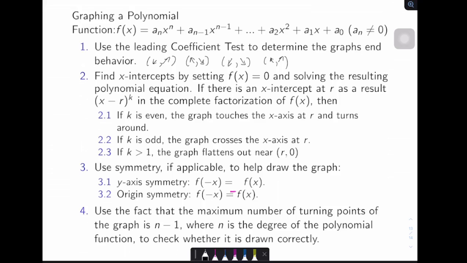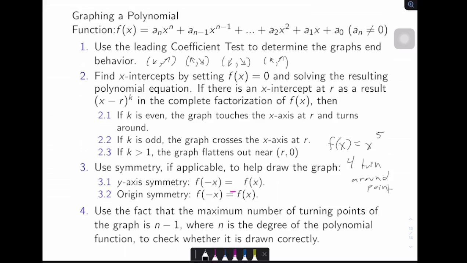Okay, cool. Fixed it. And then use the fact that the maximum number of turning points of the graph is n minus 1, where n is the degree of the polynomial function. So if we have a polynomial function where f of x is equal to x to the 5th, this means that we're going to have at most 4 turn around points.